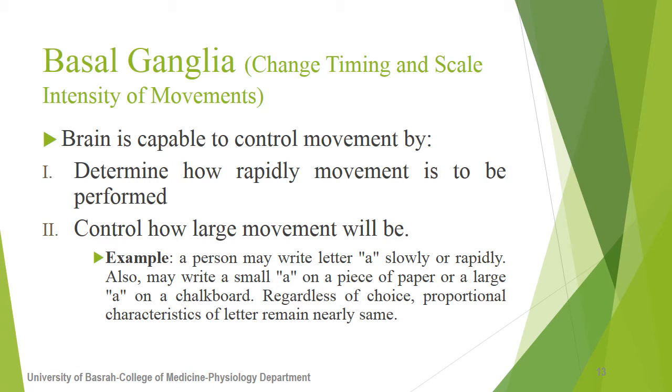For example, when a person wants to write a letter A, he will write it in a specific time. He knows whether to write slowly or rapidly, in a proper time. Second, he knows where to write it. For example, on a piece of paper he knows he must write it at a specific size, but on a blackboard he needs to enlarge the size. Will he write a small letter or a capital letter? So this smoothness and specific texture of the movement, which needs thinking, controlling and scaling, is done by the basal ganglia. So the basal ganglia take care of timing, size and scaling of movements.